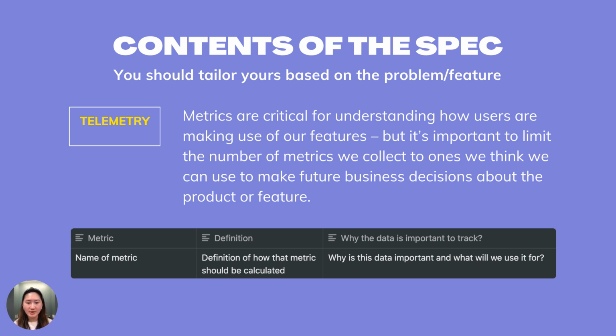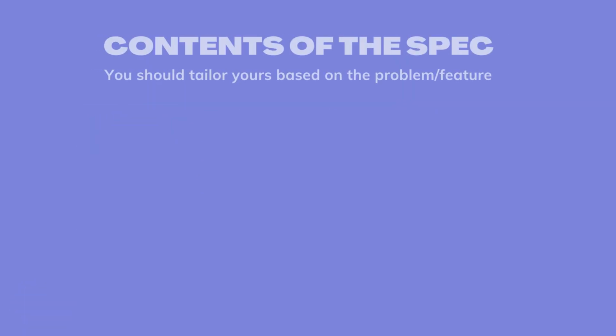So you can start with naming the metric, define it, and also explain why this particular metric is important to track.